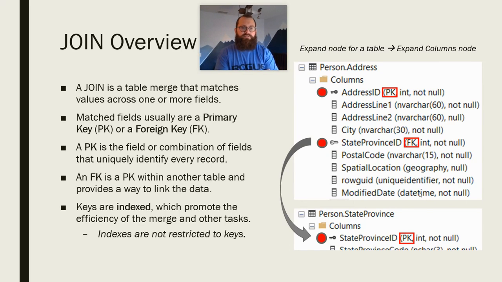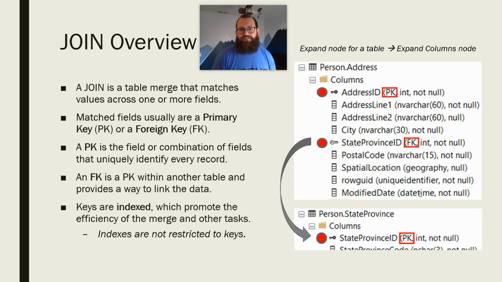As I said, a join is a table merge. So we're basically putting together horizontally data from one or more tables, right? So this is different from a vertical stack. We're really joining the record level information across one or more tables. And so usually, I'm not going to say that this is always the case, but usually those fields that you're matching on are some kind of primary key or a foreign key.